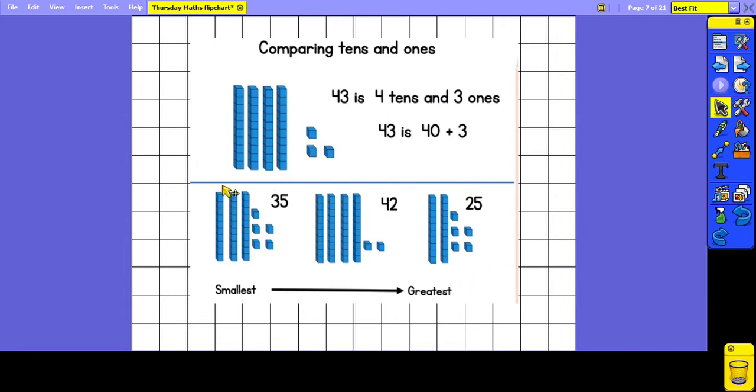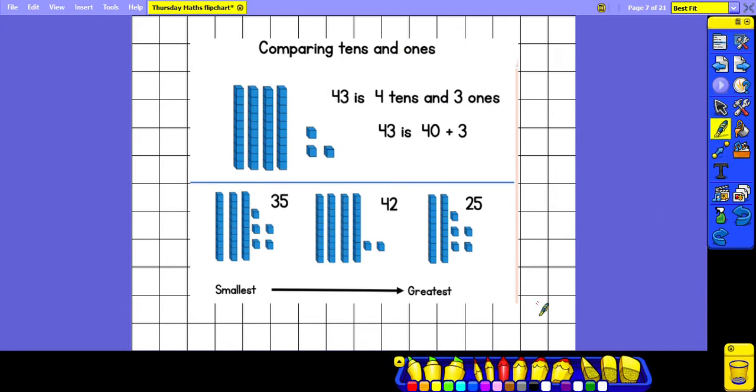Now here we have got some different numbers represented by base 10. We're going to use the base 10 to help us order them. And as you can see, we are starting with the smallest and working our way up to the greatest. So to find what the smallest is, we need to begin by looking at which number has the least number of tens. And 35 has 3, 42 has 4, and 25 has 2. So we know that 25 is the smallest number.